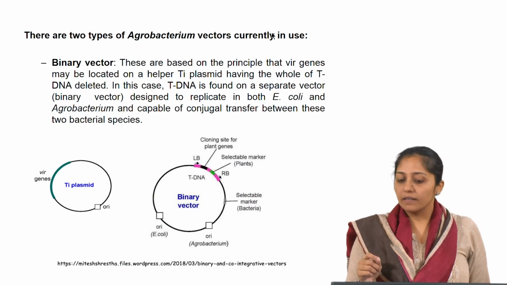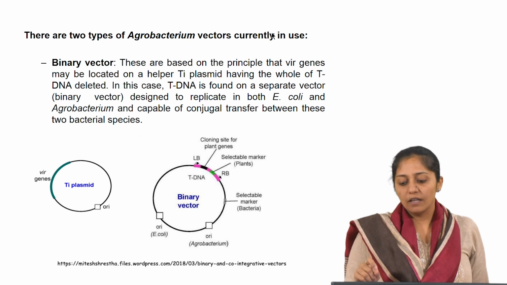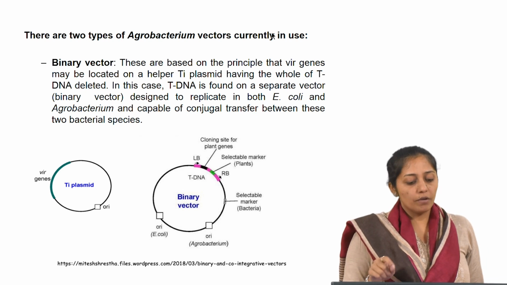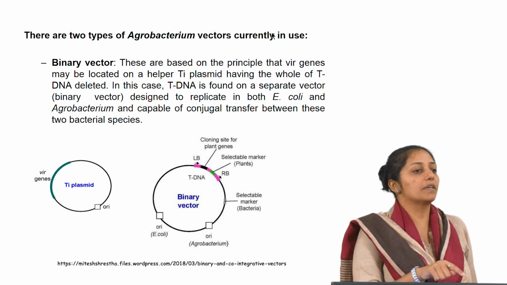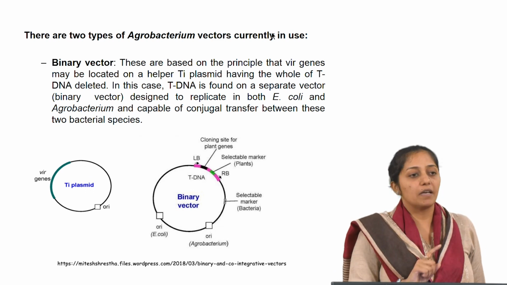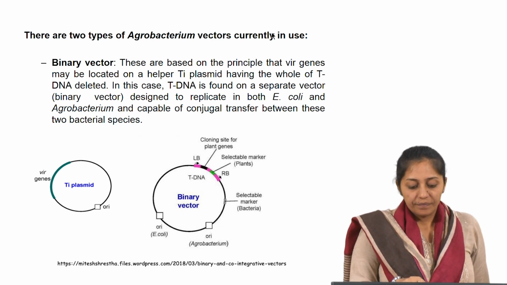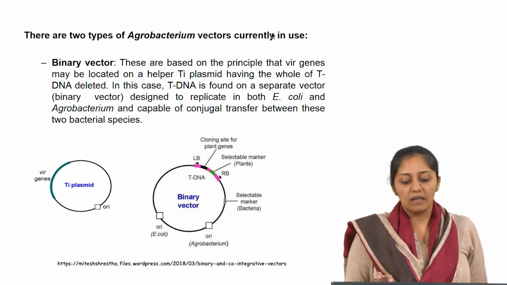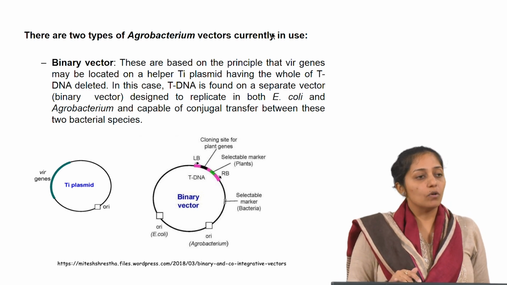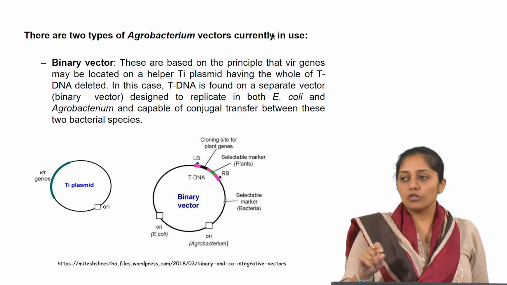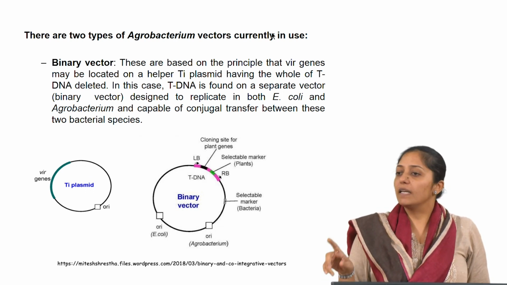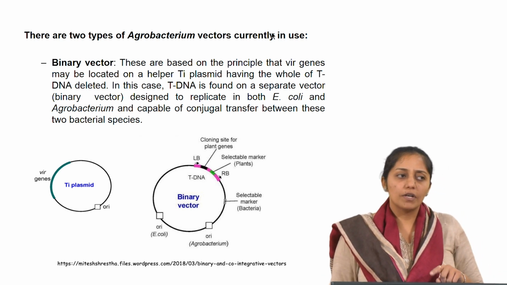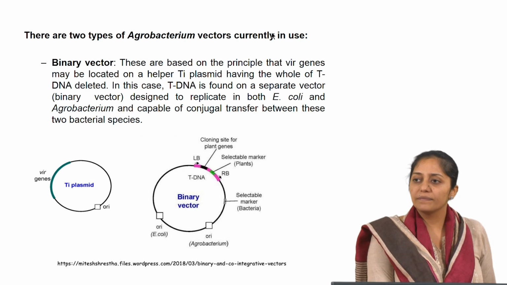So what are binary vectors? These are based on the principle that virulence genes may be located on a helper Ti plasmid, having the whole of the T-DNA removed. So this disarmed Ti plasmid is called the helper Ti plasmid. In this case, T-DNA is found on a separate vector, which is the binary vector, designed to replicate in both E. coli and agrobacterium. So it has the origin of replication of both E. coli and agrobacterium. Now why do you think there is a need for E. coli origin of replication?